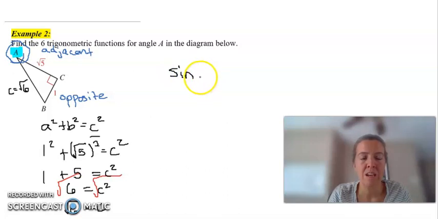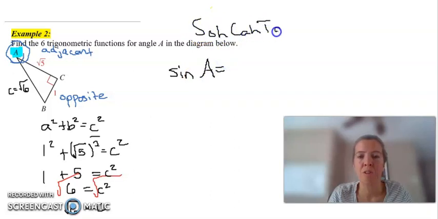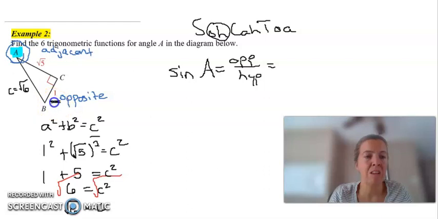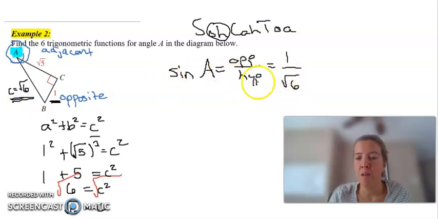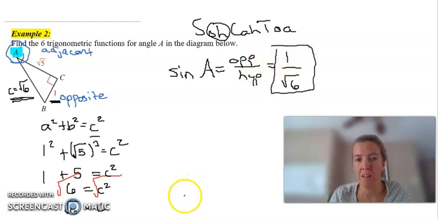So sine of A, so we use this SOHCAHTOA acronym to remember these ratios. Sine of an angle A is equal to the ratio of the length of the opposite side over the length of the hypotenuse. That's the OH part here. And so in this case, sine of A is length of the opposite side is 1 over length of the hypotenuse is the square root of 6. I'm not particular about rationalizing denominators. This is just fine to leave your final answer like this for sine of A.